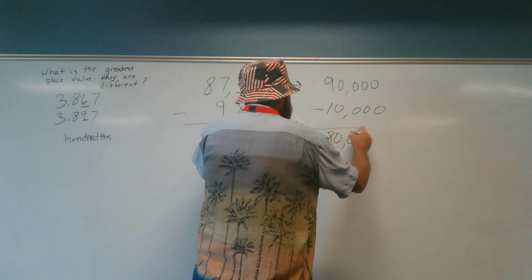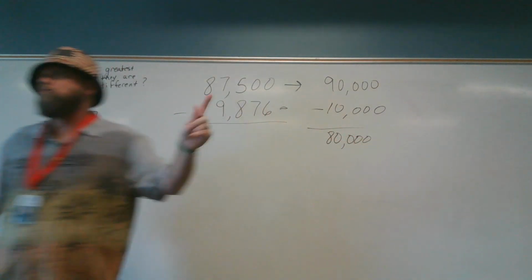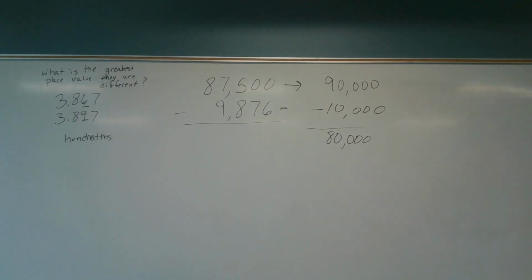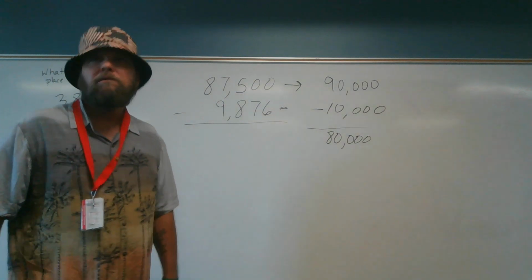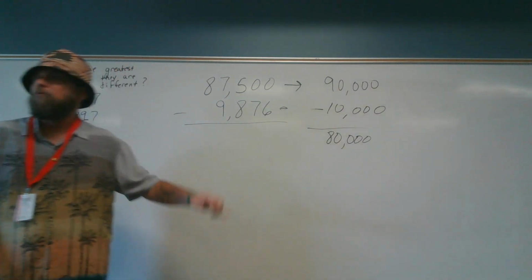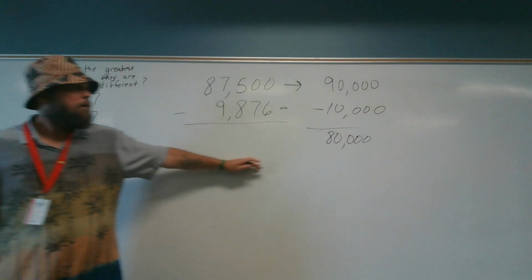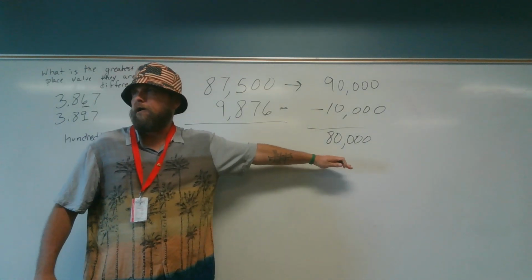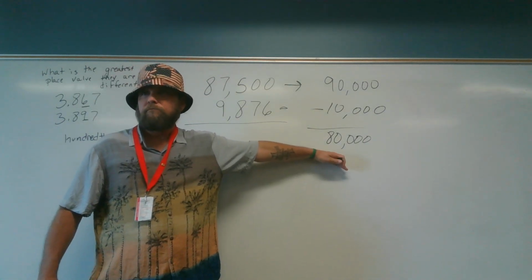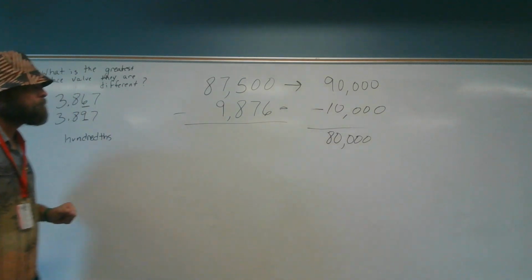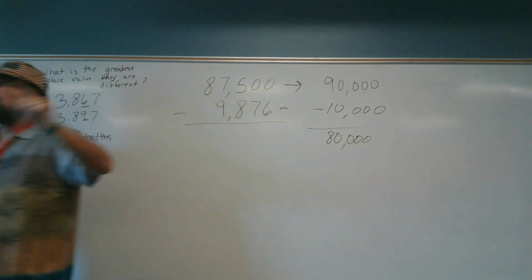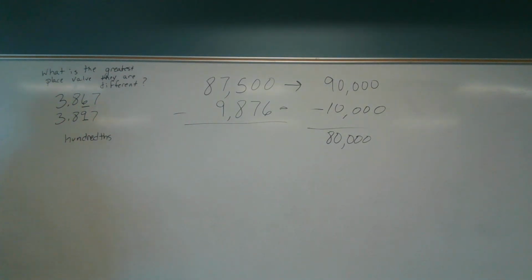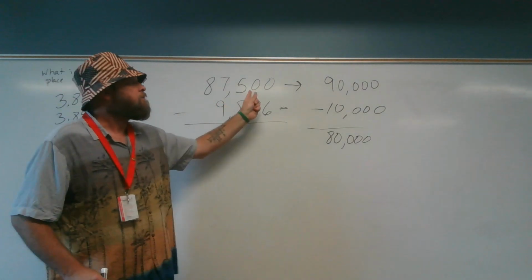And he did it in his head. I want my actual answer to be somewhere near 80,000. So if I do my math correctly, my answer should be somewhere near 80,000. So let's look. Nick, 0 subtract 6. You can't do it. Good. So I need to regroup.